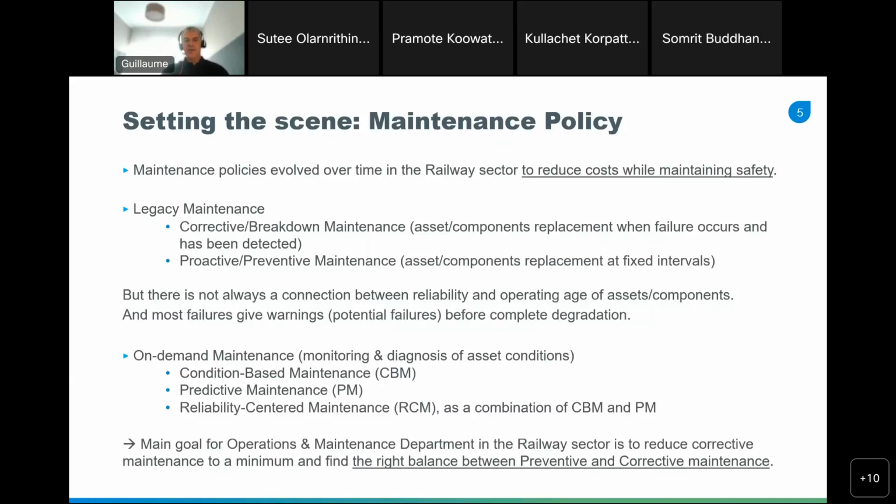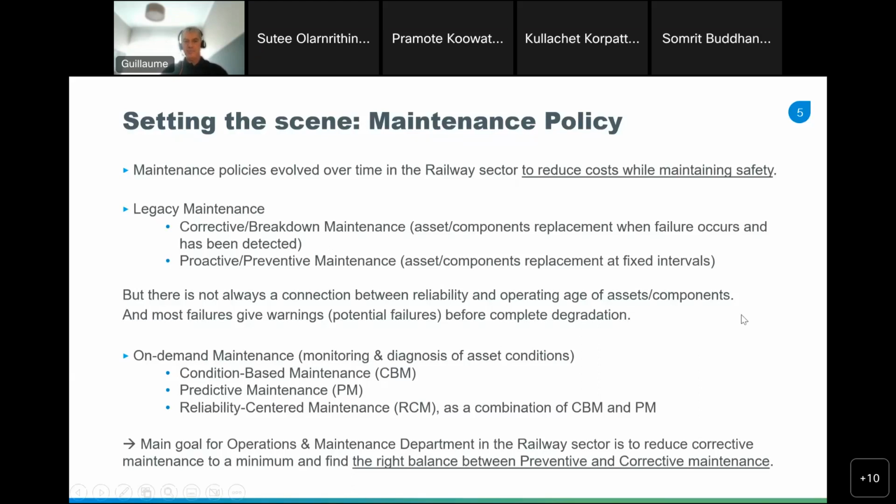So this is based on a principle that the reliability and operating age of assets and components are linked. But this is not always the case, and this is not always true. And most failures give some warnings, with potential degradation, before a complete failure. So that's why new maintenance policies are rising.